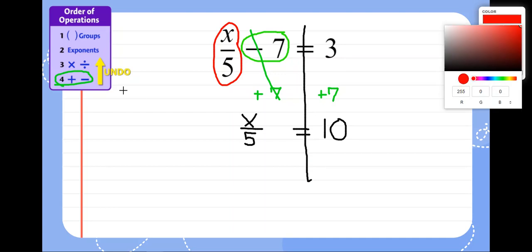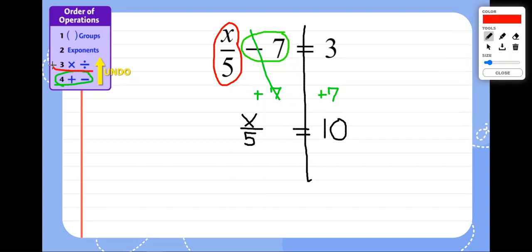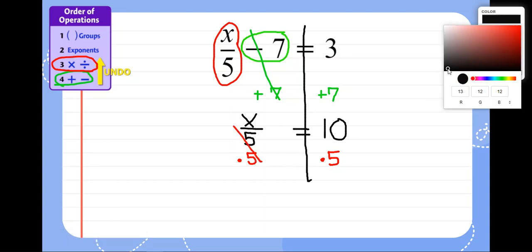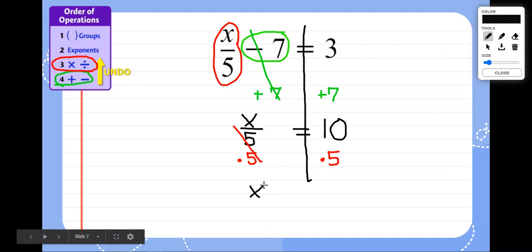After this, we're going to get rid of any multiplication or division that remains, such as our divided by 5. Opposite of division is multiplication. Make sure that you're using a dot here, times 5, instead of an x, because you don't want it to look like another variable. So times 5 cancels out our division, and when we simplify, all that's left on this side is x is equal to 50.